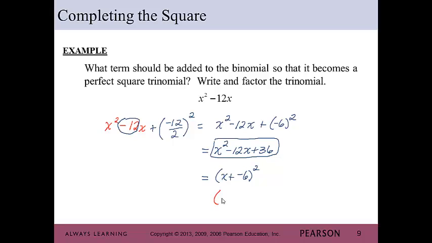Remember that you're going to factor it into the form x plus b over 2 whole thing squared. Well, this time b over 2 was equal to negative 12 divided by 2, which is negative 6. So we have x plus negative 6 whole thing squared.